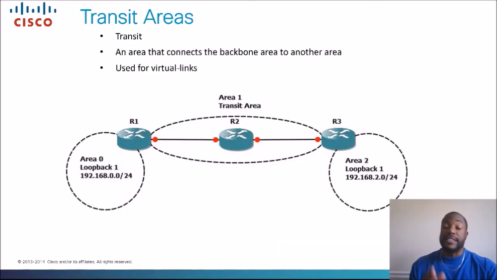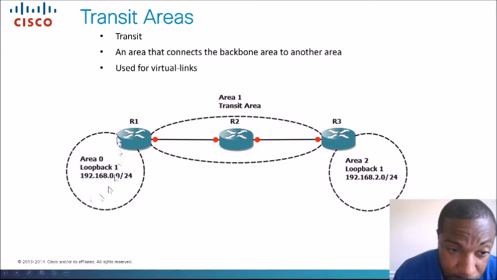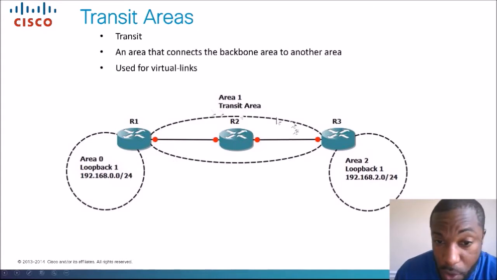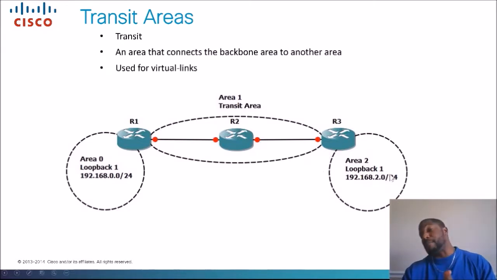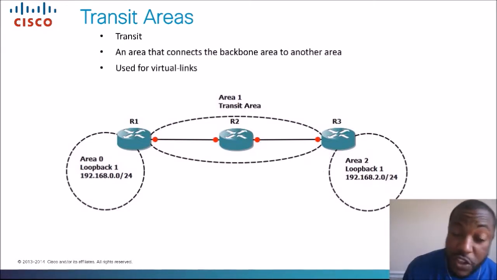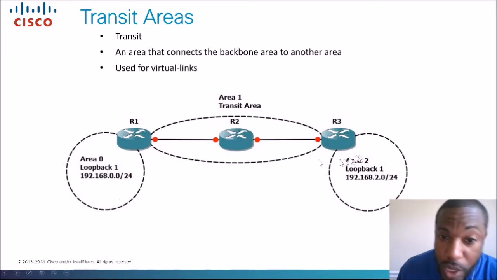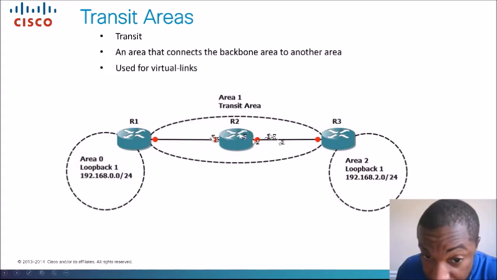Transit areas. Now, this goes hand in hand with the section on virtual links, which will be about two videos after this. If you look at this topology, there's Area 0, which is known as the backbone area. We also have Area 1 right here. But notice Area 2 is right here. What do we say about the backbone area? All areas must connect to the backbone. Well, Area 2 is not connected to the backbone. In order to get to the backbone, Area 0, it needs a transit area, in this case Area 1, which sits between Area 0 and Area 2.